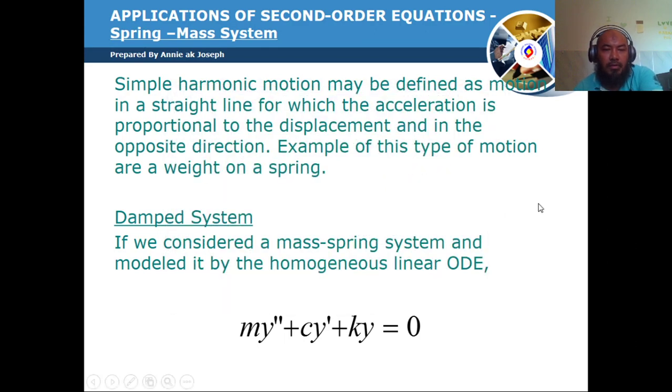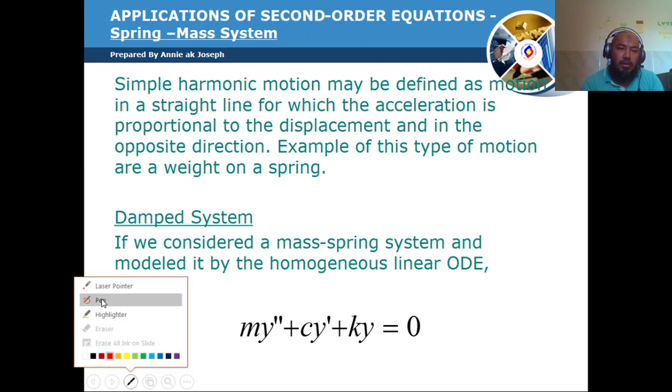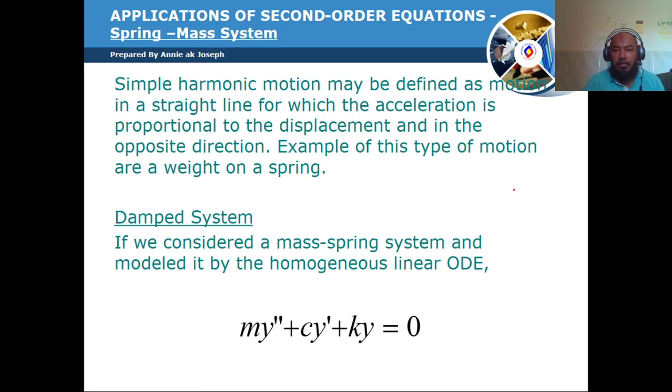Okay, so let us see how this equation is formed. As you can already know, the spring mass system. So let's say we have a spring mass. This is our fixed support, and then this is a spring.